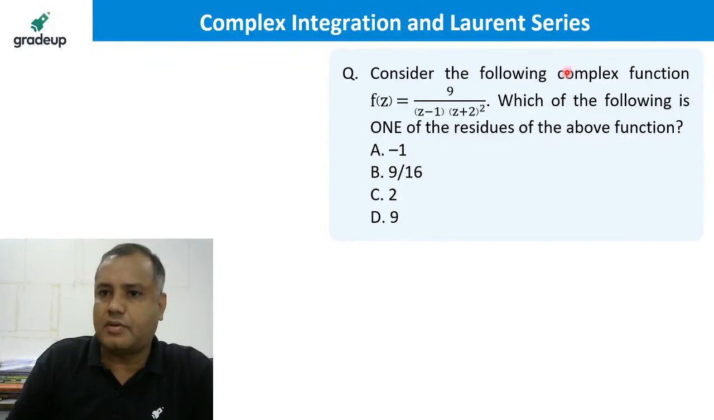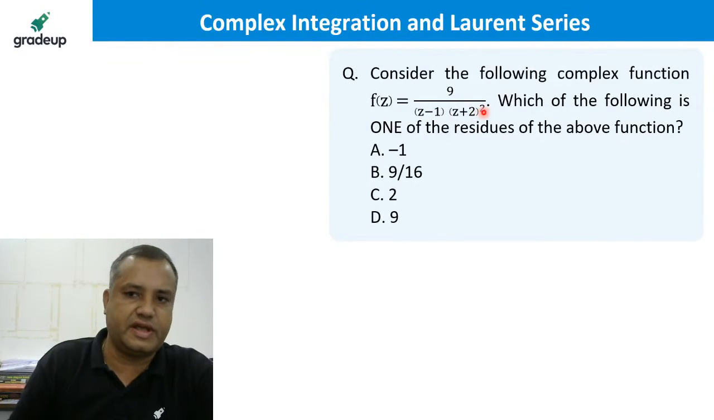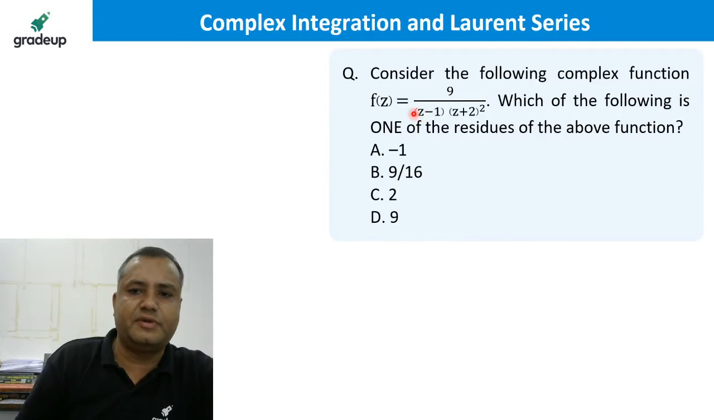Consider the following complex function f of z equal to 9 upon z minus 1 into z plus 2 square. Which of the following is one of the residues of the function? Okay, it means you have to find both the residues.